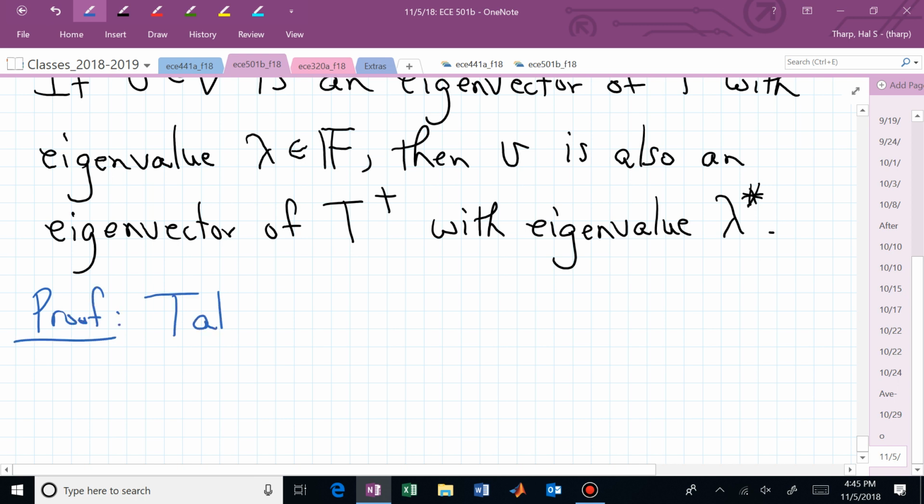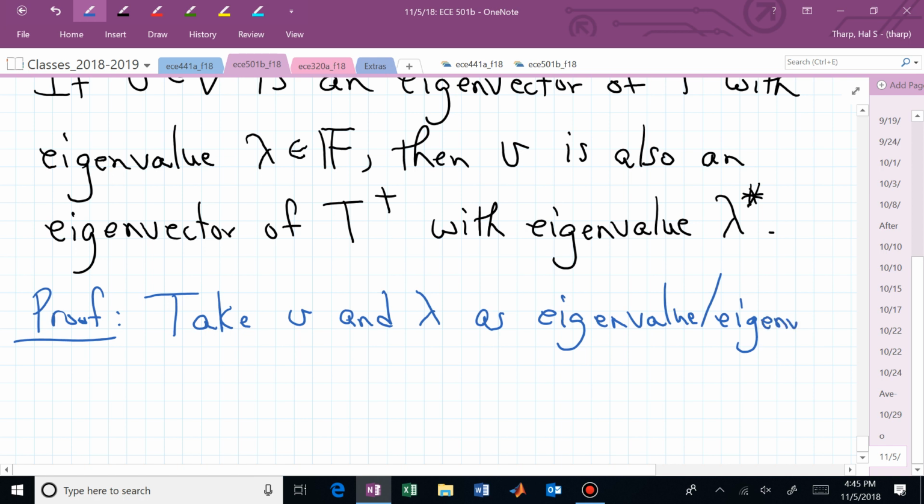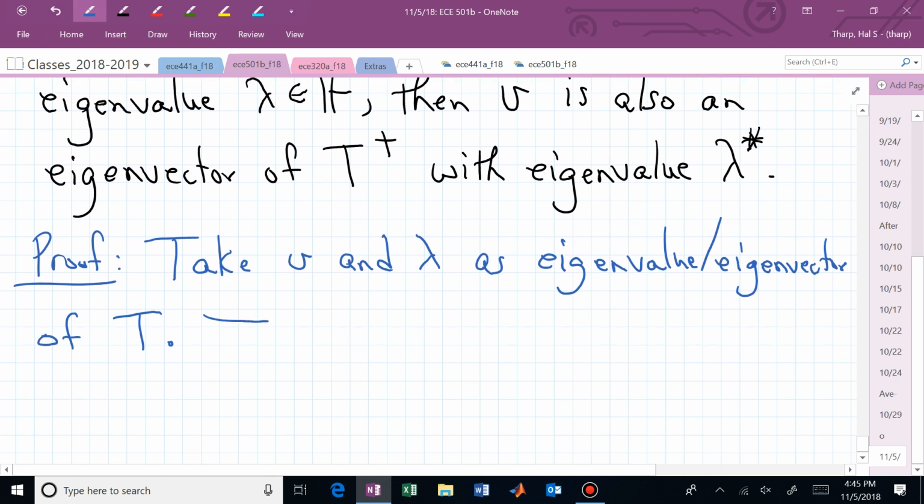Take V and lambda as an eigenvalue eigenvector pair of T. That's given. That means then that we have something that you probably have ingrained, and hopefully you won't even forget this until you retire. The eigenvalue eigenvector relationship: TV is equal to lambda V.